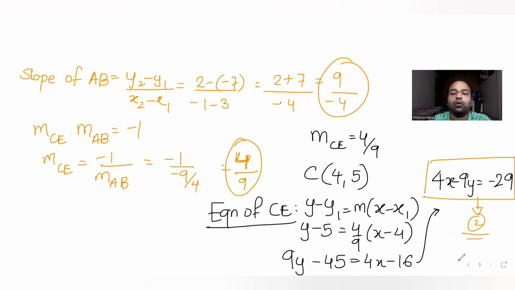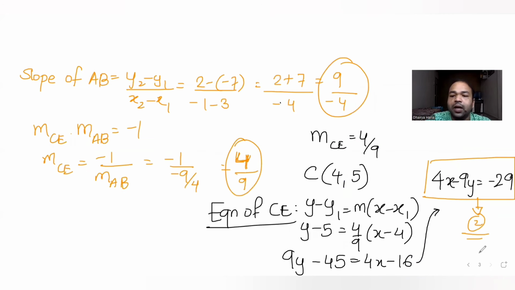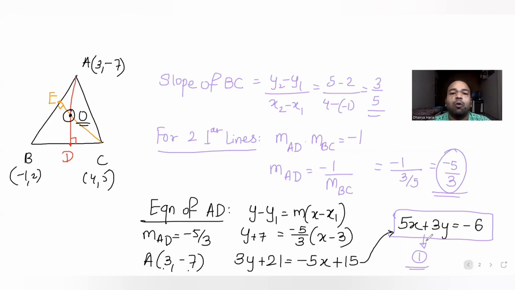Now to find the orthocenter, we know that the orthocenter is nothing but the intersection of all three altitudes. But we don't need to find all three, because I can just find the orthocenter O as the intersection of two altitudes, by solving the two equations of lines simultaneously. So I don't need to find the third equation of altitude. If I have these two equations of altitudes, I can solve them simultaneously and get the values of x and y. And those values of x and y are nothing but the coordinates of the orthocenter, which is O.